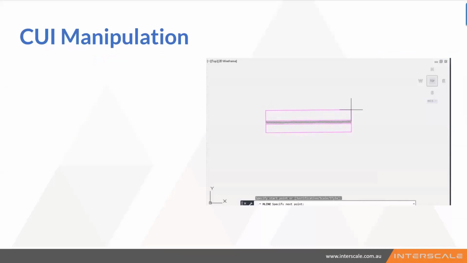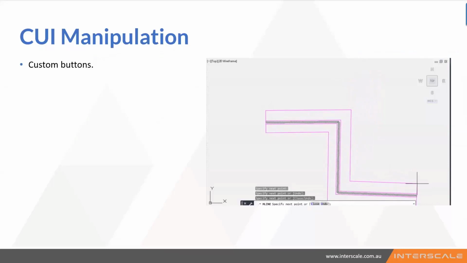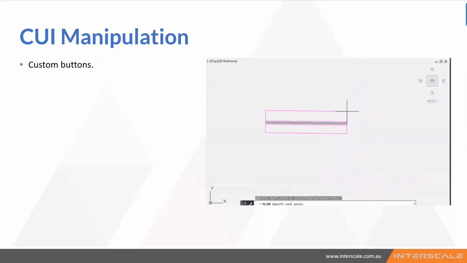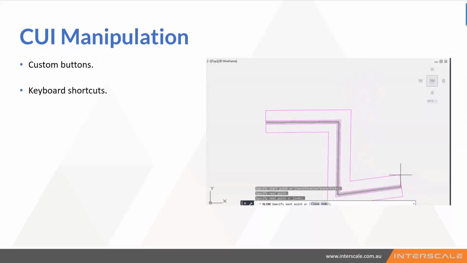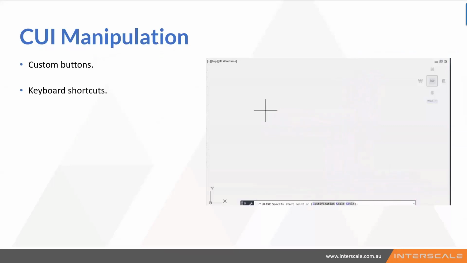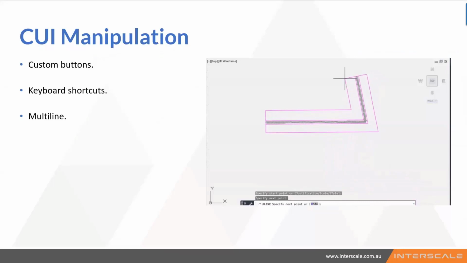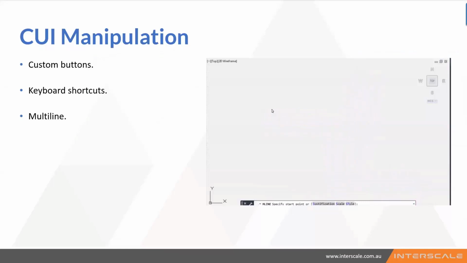Cool. In terms of some CUI manipulation, we can have a look at how we can create some custom buttons for those that like to press buttons. We can also have a look at keyboard shortcuts for those that like to use keyboard shortcuts like myself. And we'll have a look at multi-lines, how they can be actually used to create wall types, which is really cool.